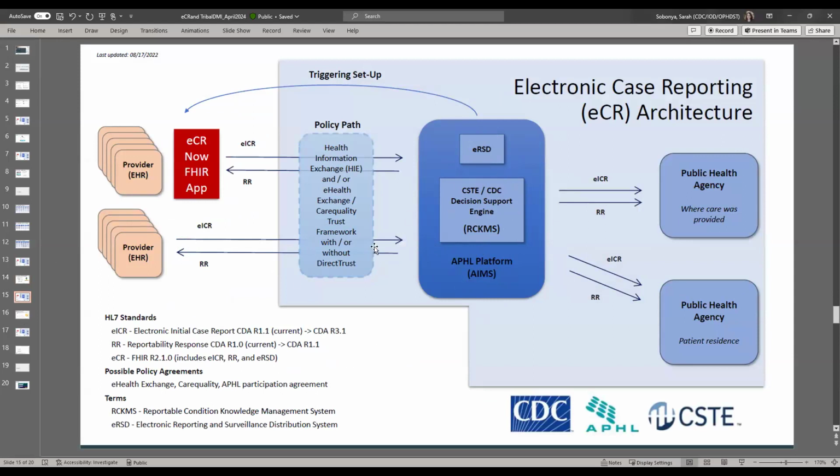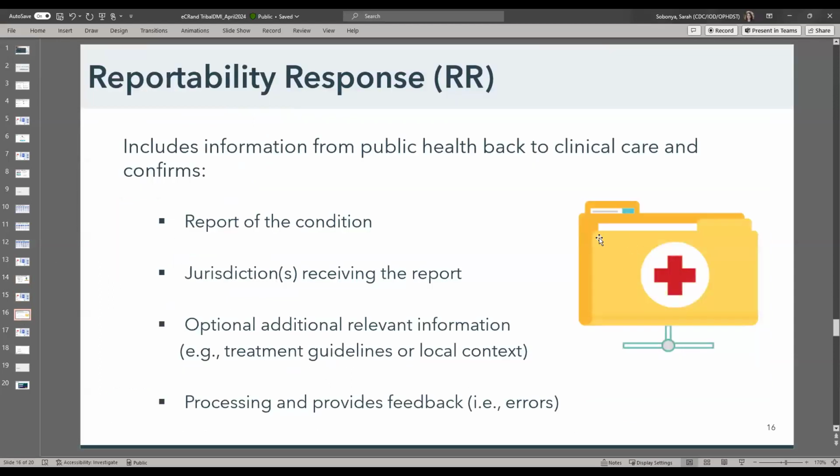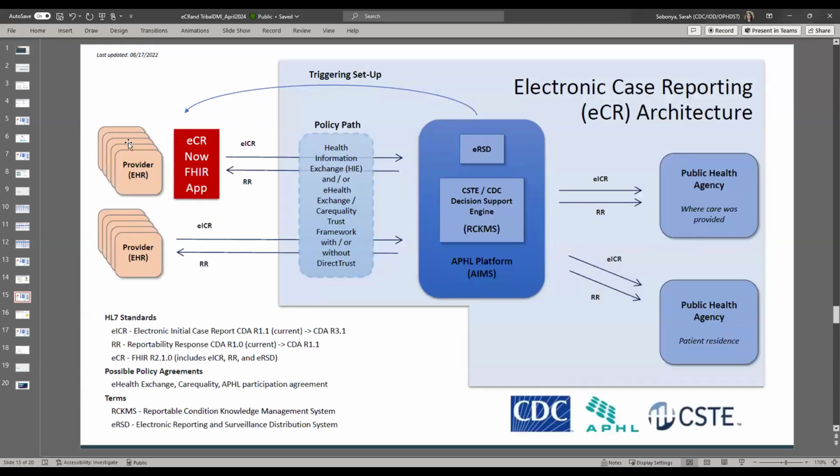So what is that reportability response? It includes a report of the condition, what jurisdictions received the report, that optional additional information we talked about, such as treatment guidelines or local context, and also some processing information, or if there are errors, it would include that information.